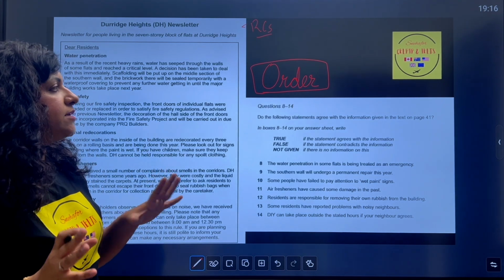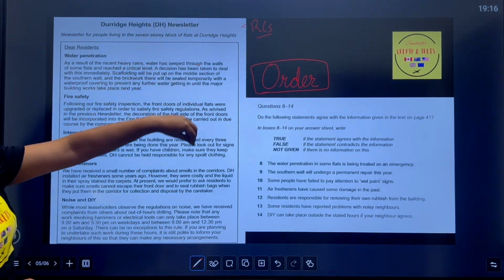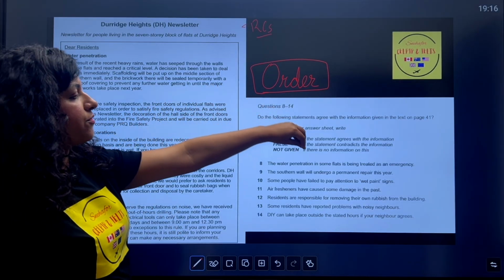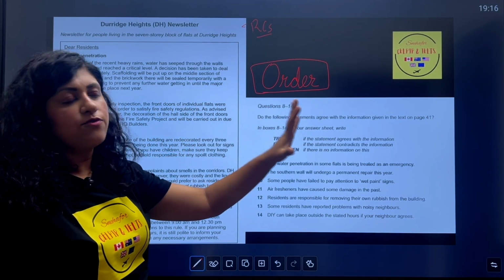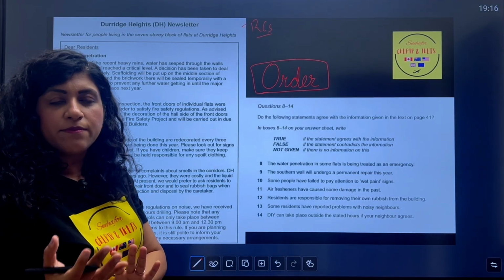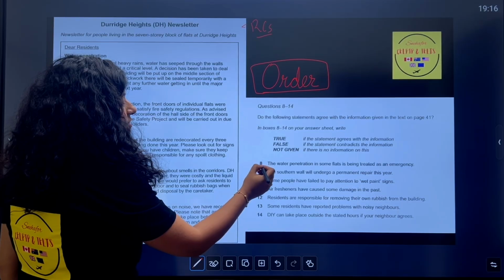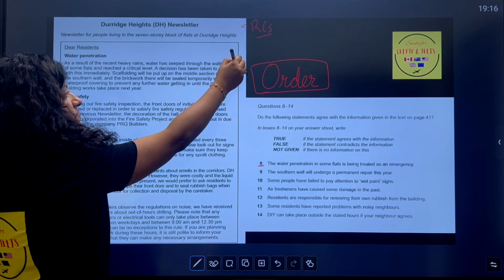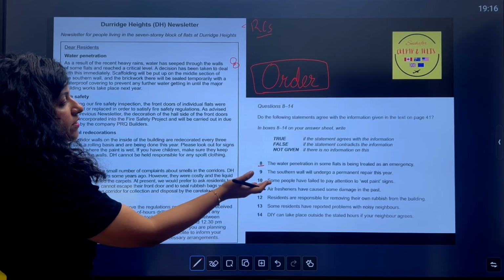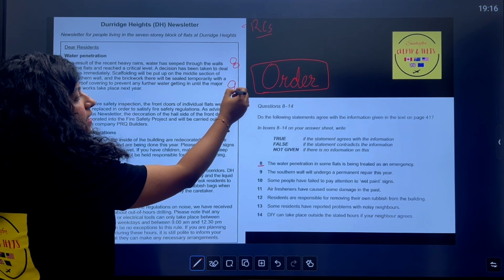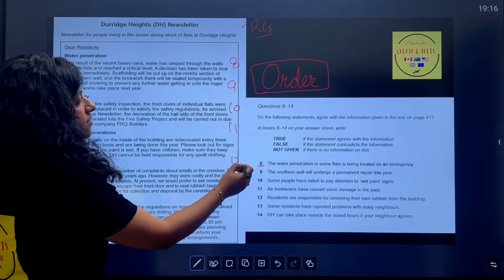Now what I mean to say is that the order of the passage and the order of the question remains the same in case of true, false, not given. That means the information related to question number 8 will appear first somewhere in the text. Only then you're going to find information related to question number 9 and then information related to question number 10, 11, 12, 13, 14.